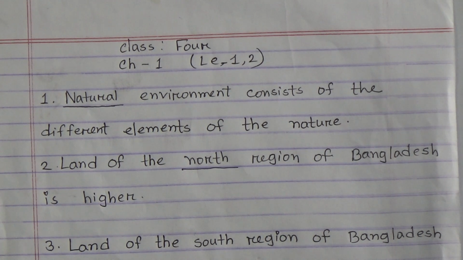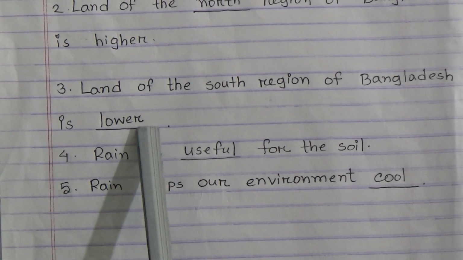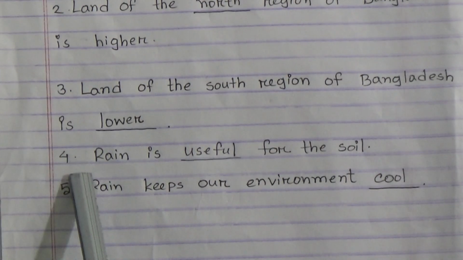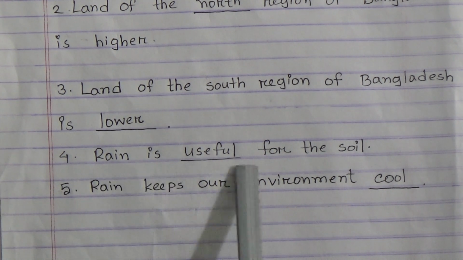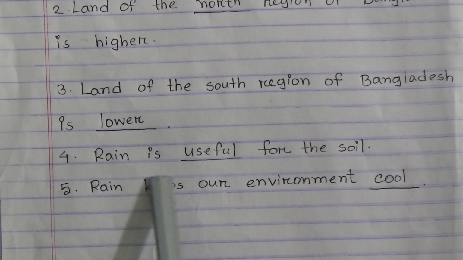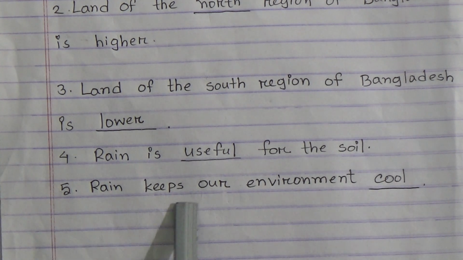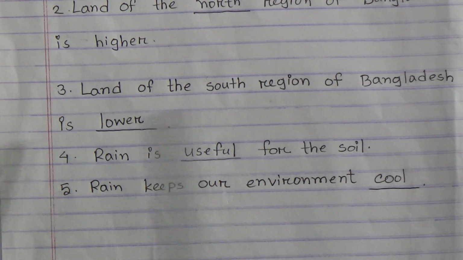Then number 3, land of the south region of Bangladesh is lower. So our answer is lower. Then number 4, rain is dash for the soil. Rain is useful for the soil. Then number 5, rain keeps our environment cool.